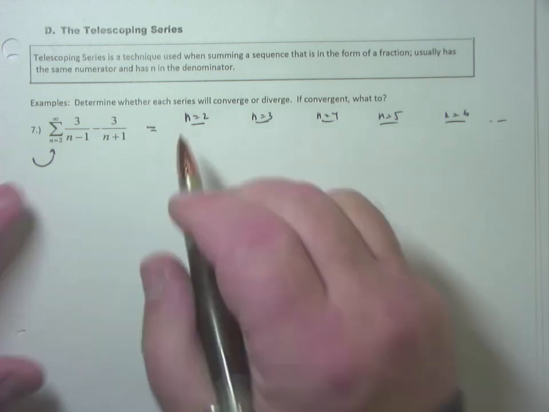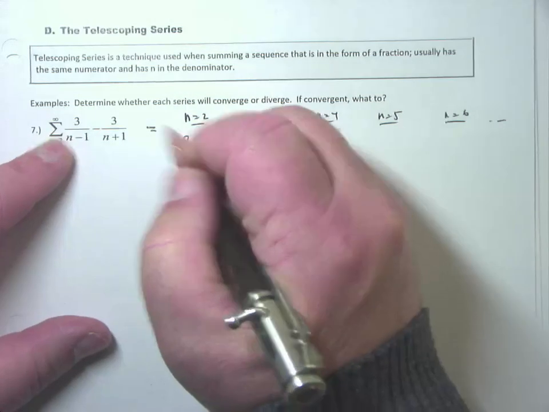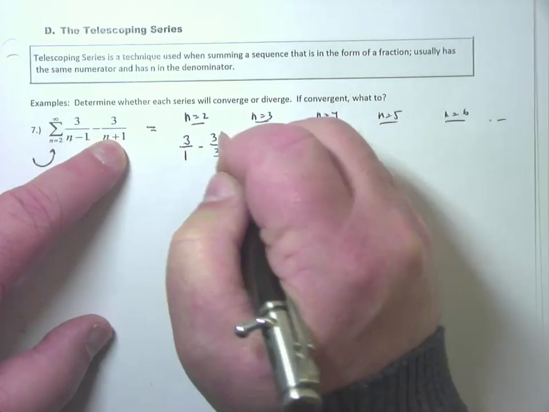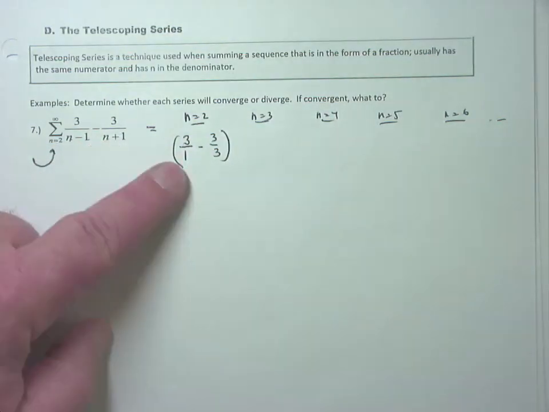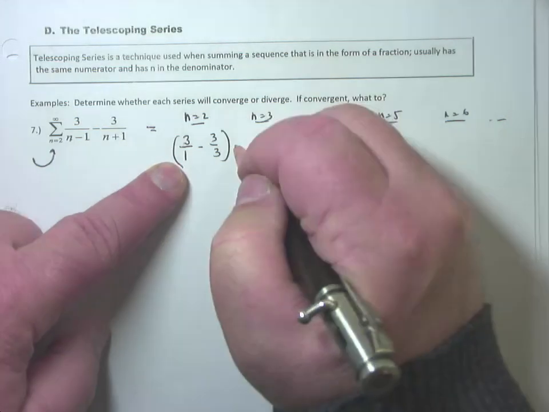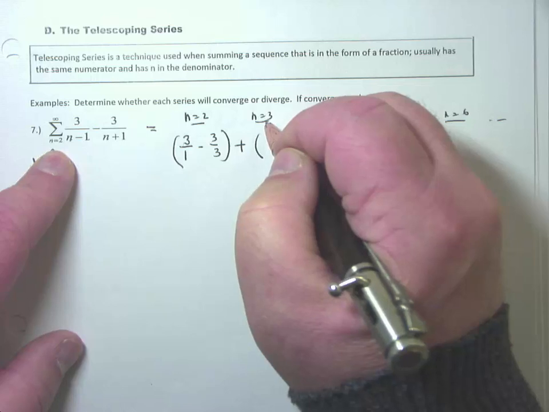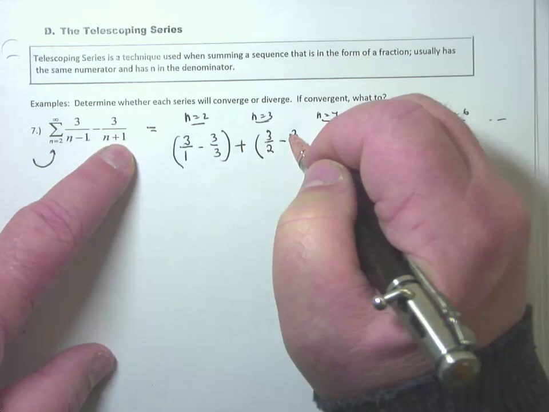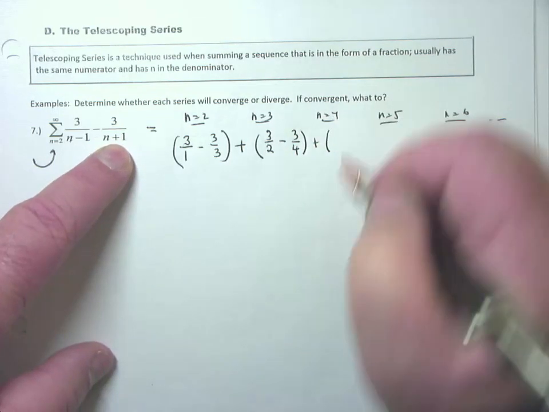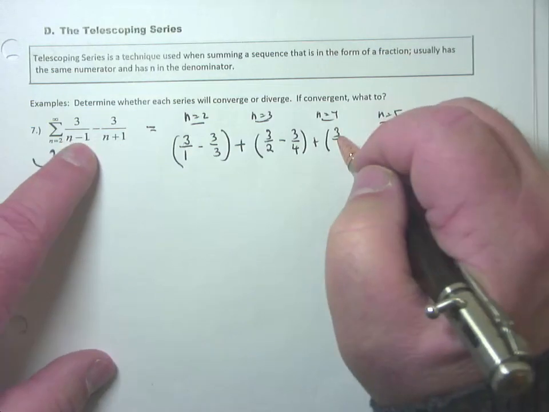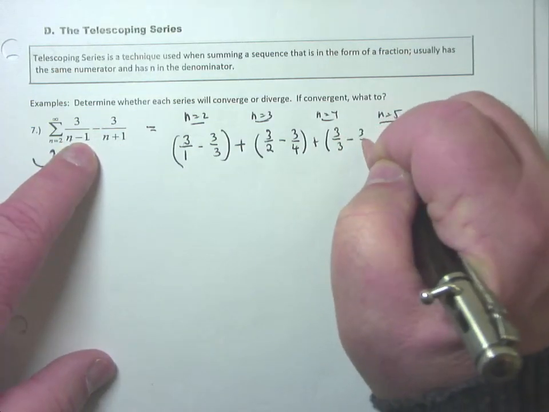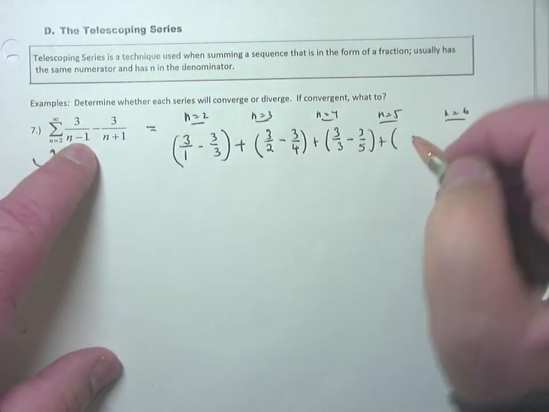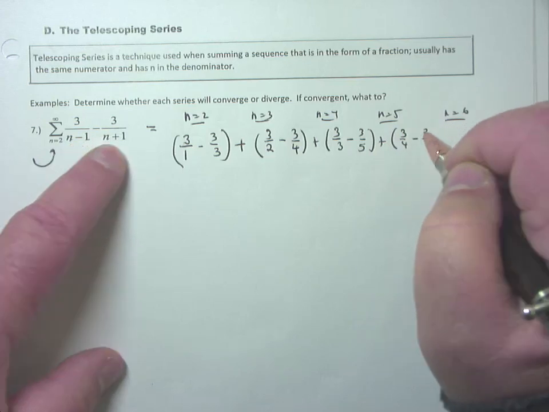Just write it out. n equals 2. Plug it in. This will be 3 over 2 minus 1 is 1, minus 3 over 2 plus 1 is 3. When I plug in n equals 2, I get 3 over 1 minus 3 over 3. Then it's a series, so you're going to add that to n equals 3. That'll be 3 over 3 minus 1 is 2, minus 3 over 3 plus 1 is 4. Plus, now plug in n equals 4. That'll be 3 over 4 minus 1 is 3, minus 3 over 4 plus 1 is 5, plus plug in n equals 5. 3 over 5 minus 1 is 4, 3/4, minus 3 over 6.